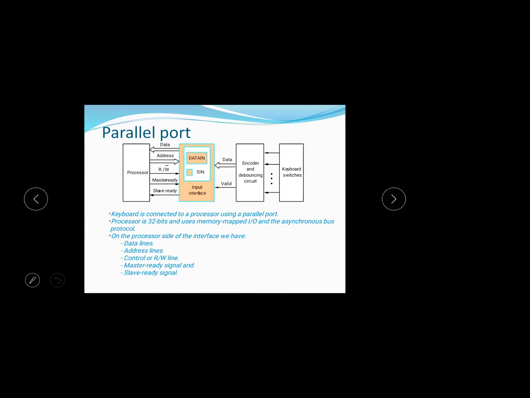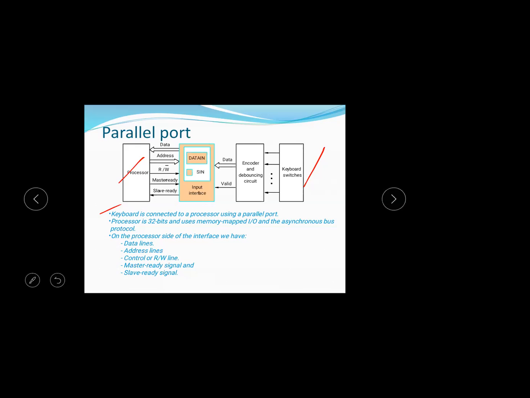This is the processor side. This is keyboard switches. Here I am explaining how the data is transmitted from the keyboard to the processor. Keyboard is connected to the processor using a parallel port. Here the port is a parallel port. 8 bits are transmitted at a time.